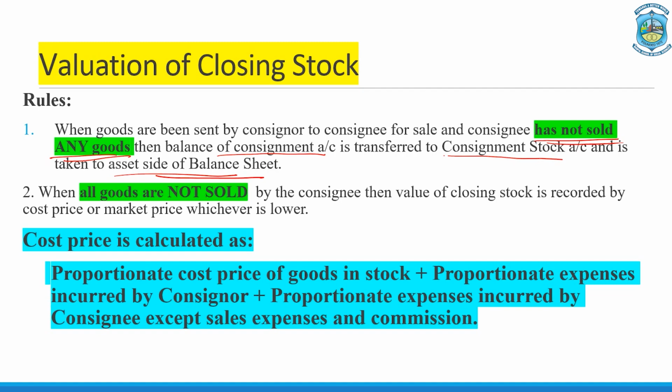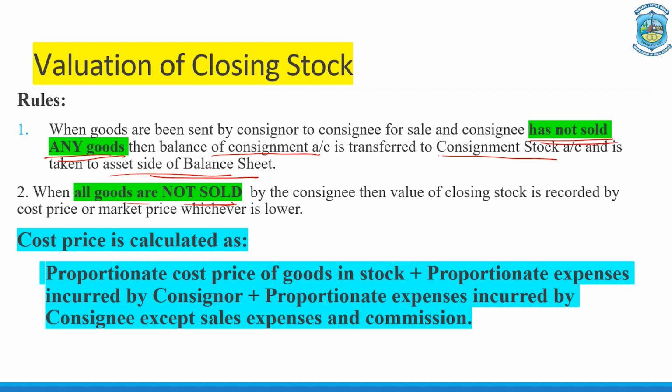The second point says that when all the goods are not sold, remember, when some of the units are being sold out and some of the units are not sold out by the consignee, then the value of closing stock is recorded by following the simple rule that cost price or market price, whichever is lower, whichever is the lowest value, at that particular value the closing stock will be recorded. So market price is generally given to us, that is the current price of the goods. How to calculate the cost price for the unsold goods or for the closing stock?